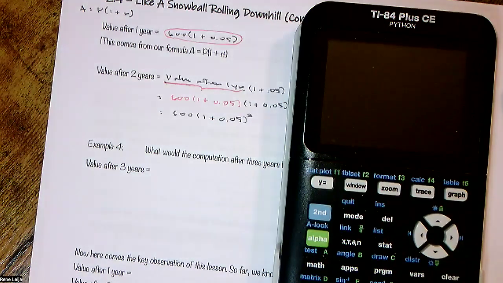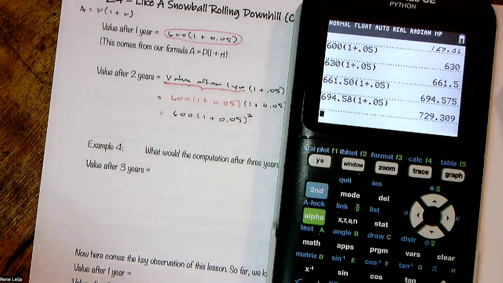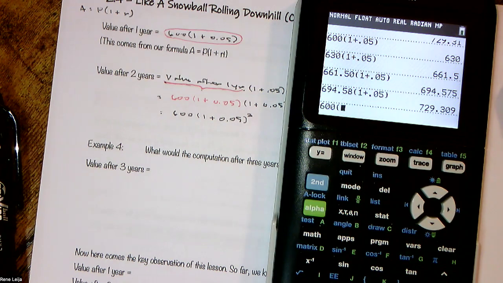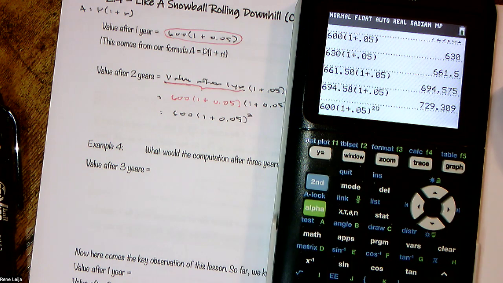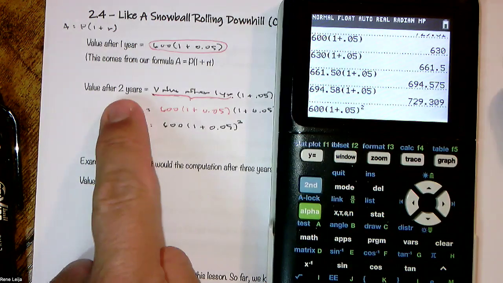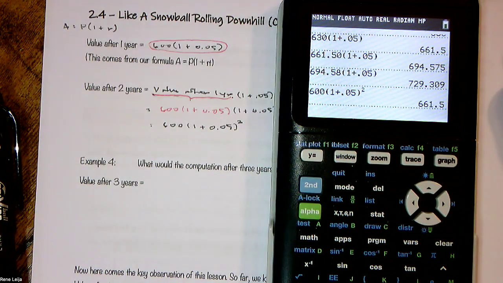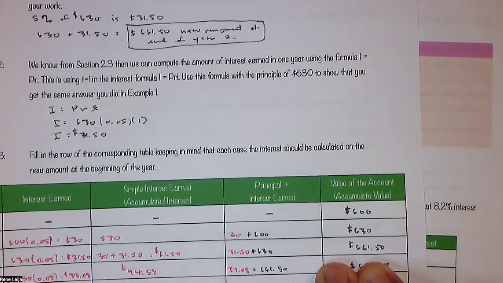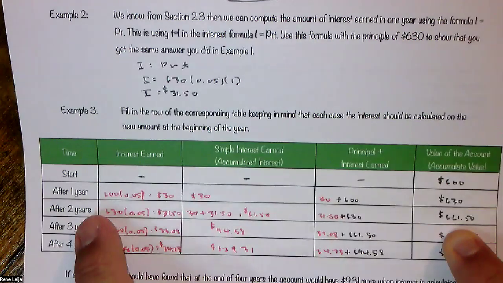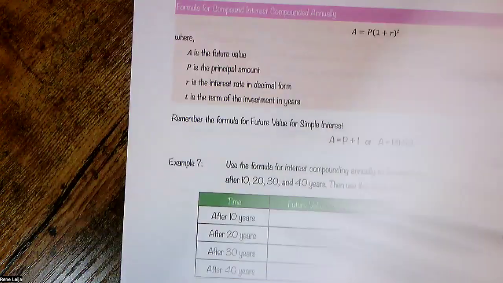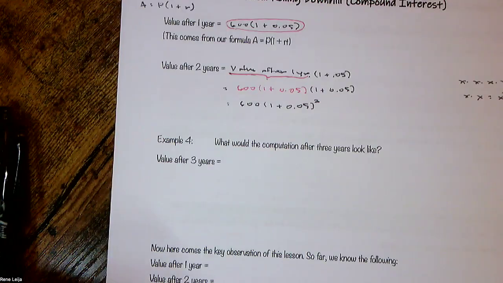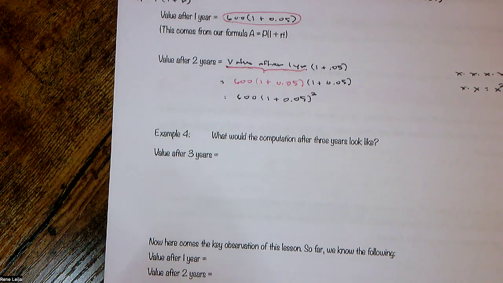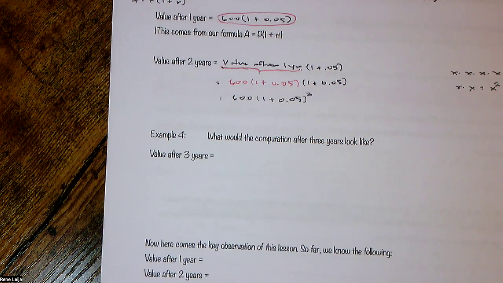Now, that seems like an awful lot of work, but hold on, let's double check that. 600 times 1 plus 0.05, and then if I square it, remember, this should give us our value after 2 years. That's 661.50, and that is the amount of money that we would have after 2 years. After 2 years, there it is, 661.50.